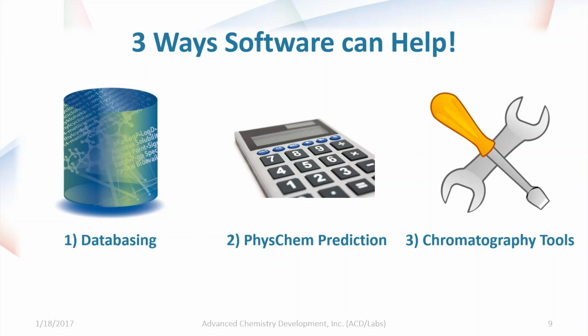The second would be phys chem predictions. So there are physical chemistry properties for particular compounds that can be quickly calculated within software, and that will assist you with your separation. As well, there are a few chromatography-specific software tools, both in the form of freeware as well as paid software, that can assist you with your method development to help you achieve what you need to achieve in a timely and efficient manner.